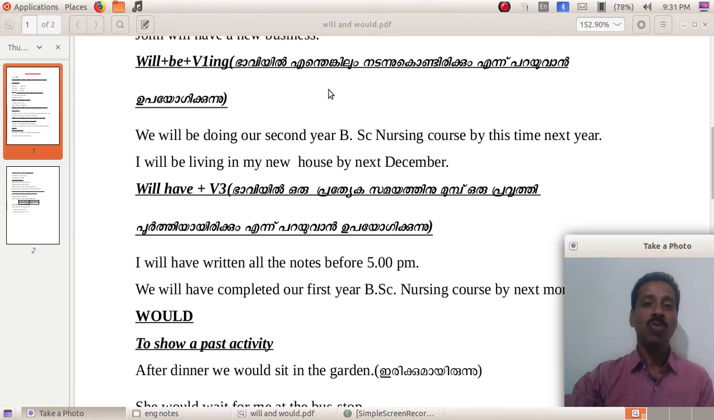Then next is will be plus V1-ing, and you know that this is actually, if you think of the tense, future continuous tense. It is used to say that something will be going on in the future. It is continuous but in future. Something that will be continuing in future.